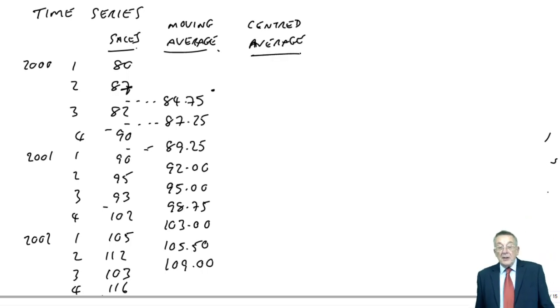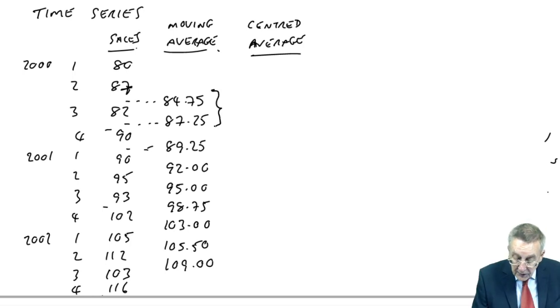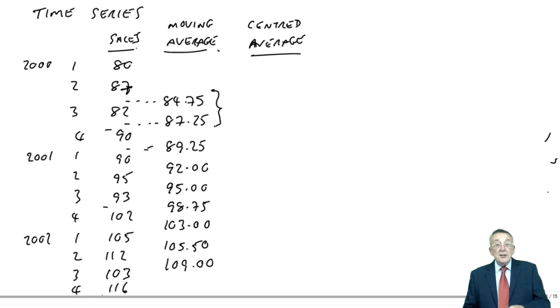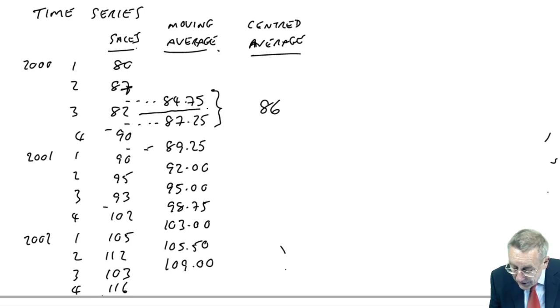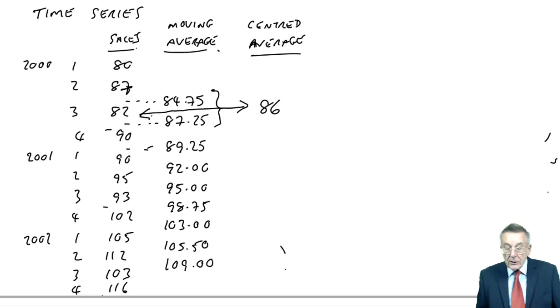And what you do, we take the first 2 moving averages, those 2, and we say, what's the average of them? Well, add them up and divide by 2. 84.75 plus 87.25 divided by 2, it's 86. But what I mean by centred is that's now given as an average in the middle that corresponds to an actual quarter. We're saying the actual sales in quarter 3 were 82, but we're now saying that if sales had been moving smoothly, there'd been no seasonality, it would be 86.